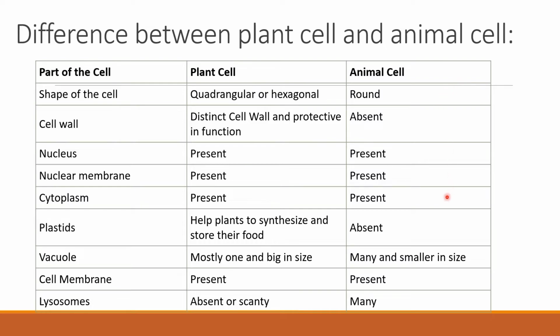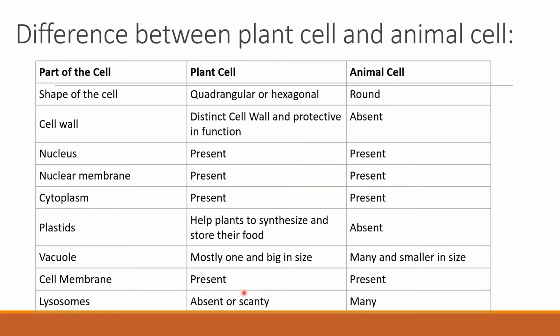Plastids are mostly present in plant cells only, but in animal cells there are no plastids. Here, for vacuoles, a plant cell will have only one vacuole, very big in size. But in animal cells, if you see, vacuoles may be found in very small pieces, and the number of vacuoles may vary or they might be absent. For some animals there will be no vacuoles at all.